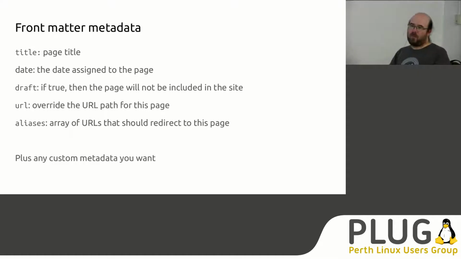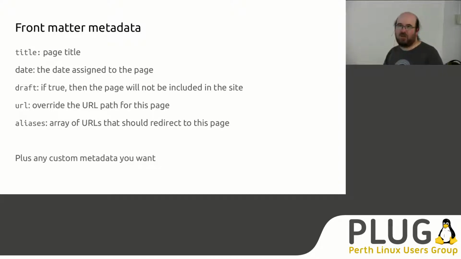For the most part, the metadata you stick in the page can be generic, but there are some bits of metadata which have special meaning within Hugo. For instance, the page title, which will often be whatever the title of the page would be, what would show up as the window title when you're browsing the web page. You can have a date assigned to the page, saying when the page is published.